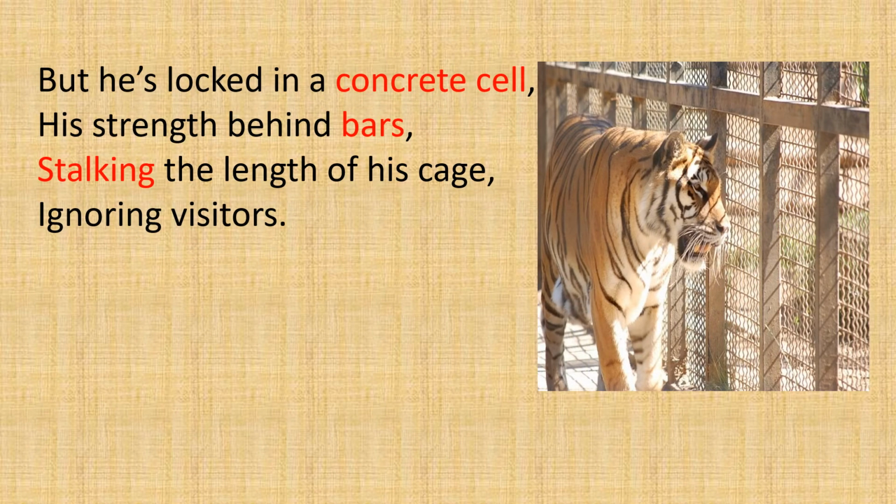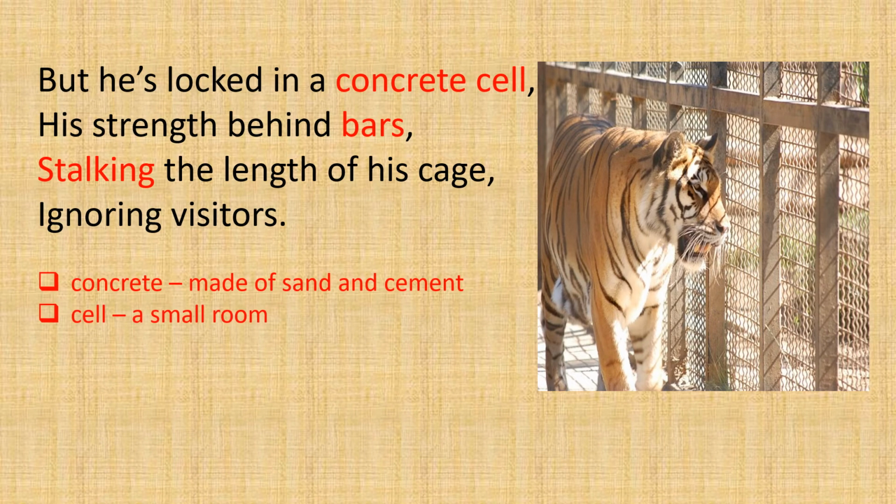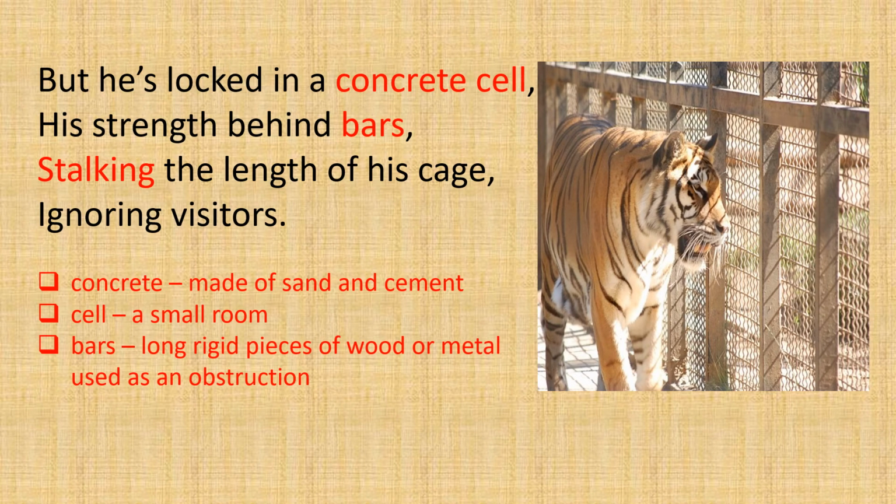Next stanza. But he is locked in a concrete cell, his strength behind bars, stalking the length of his cage, ignoring visitors. The word meanings. Concrete means made of sand and cement. Cell means a small room. Bars means long, rigid pieces of wood or metal used as an obstruction. Stalking means walking angrily or proudly.